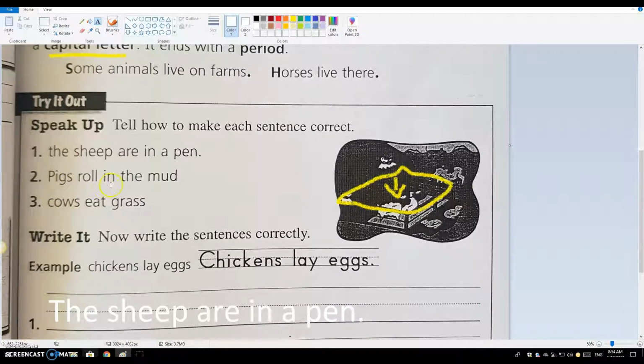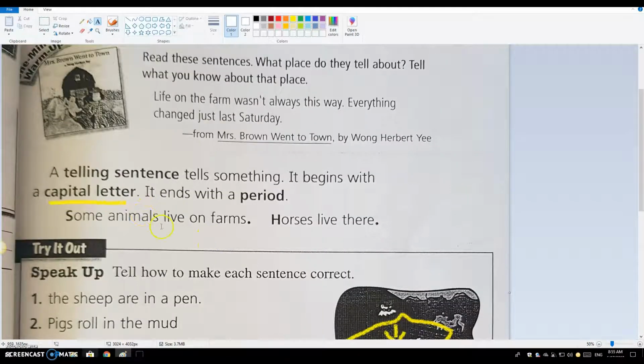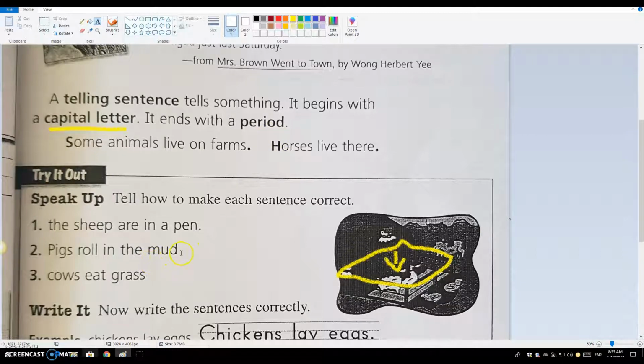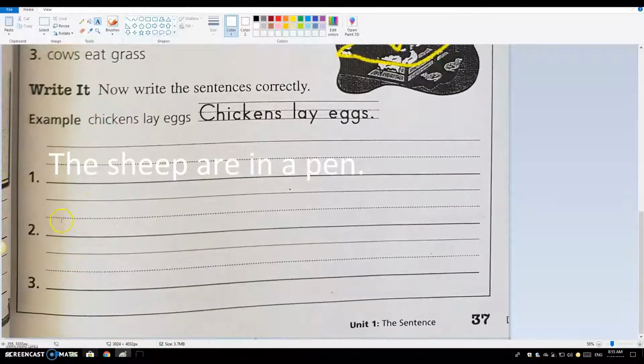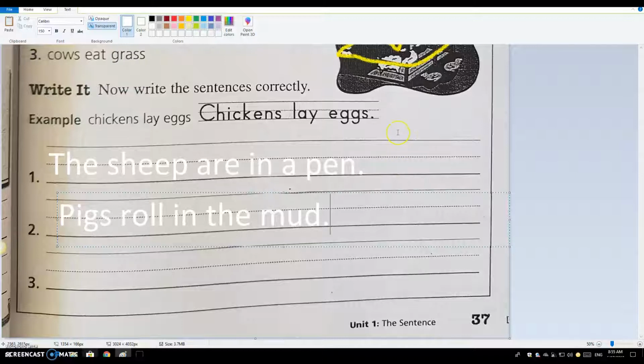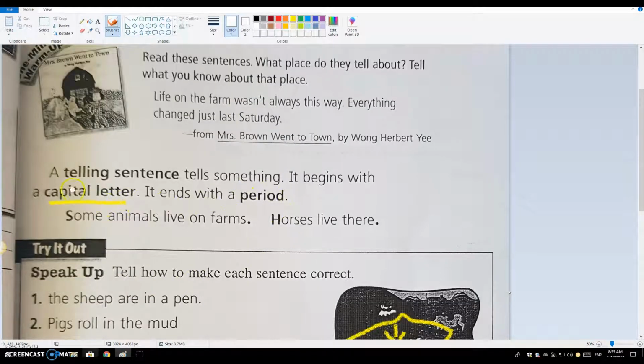Pigs roll in the mud. Okay, so a telling sentence. It's telling us that pigs roll in the mud. Does it have a capital letter? Yes, it does. Capital P. Does it have a period or a full stop? No, it doesn't. Alright, so let's write it on here. Pigs roll in the mud. Mud is when you mix dirt and water. It is very messy. Pigs roll in the mud. Good, it's easy. Capital letter, period, tells something.